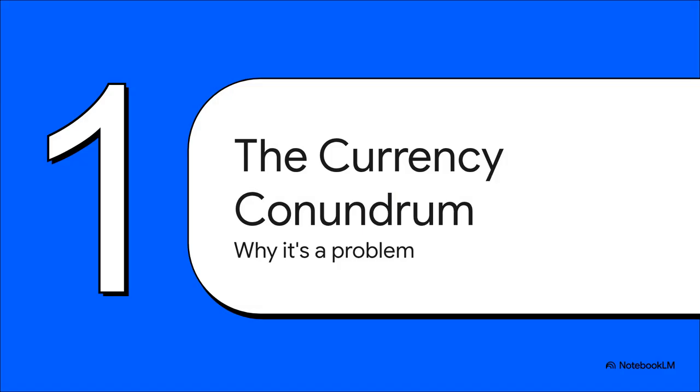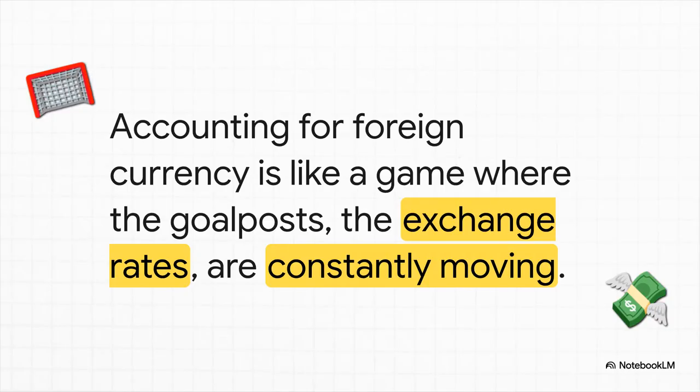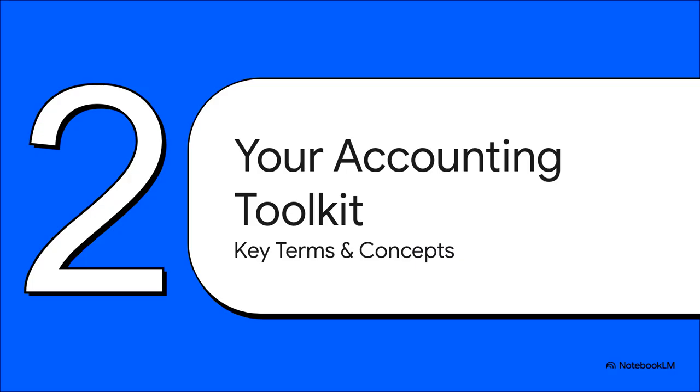Okay, so let's dive right into the heart of it. Before we can even learn the rules, we first have to appreciate why this is such a game. Why is this whole currency fluctuation thing such a persistent headache for accountants and CFOs? Just think about it: the very value you're trying to measure is always shifting. Luckily for us, there's a rule book for this game. It's called International Accounting Standard 21, or IAS 21 for short, and it gives us the official framework for handling these constantly moving goalposts.